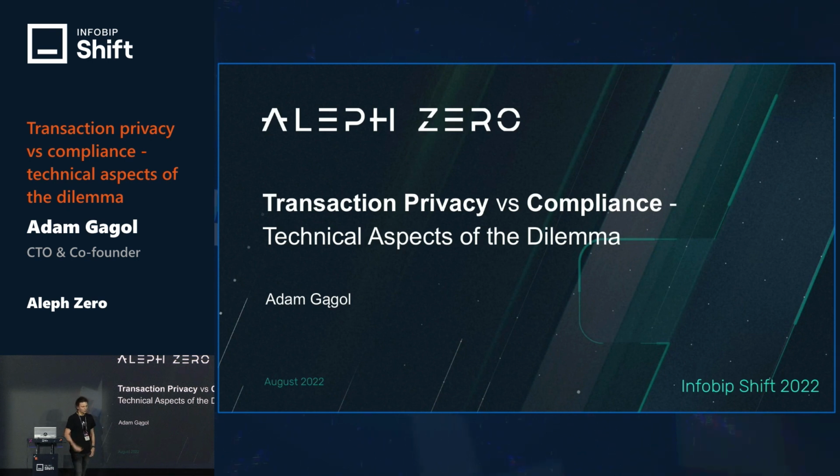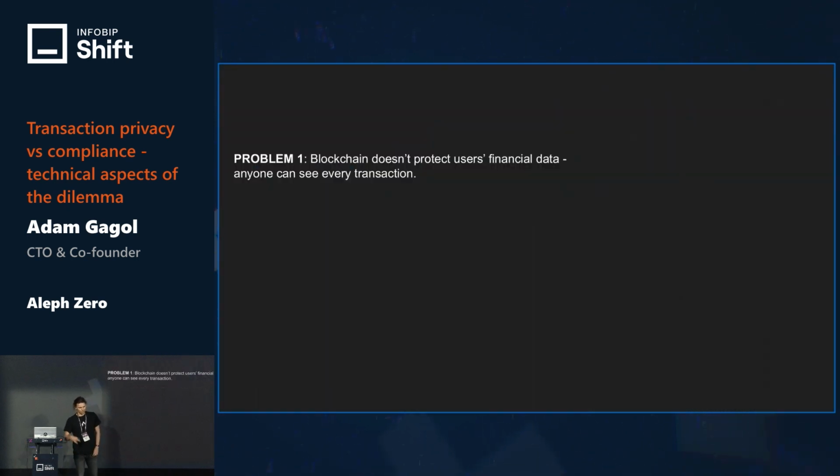I'm from Aleph0, where we're working on a product called Liminal, which is going to be a privacy framework for transactions and smart contracts. Today I'm going to present a pretty broad overview of transaction privacy versus compliance, the hot dilemma which has recently been discussed. The first and biggest problem in blockchain privacy is that it basically doesn't exist.